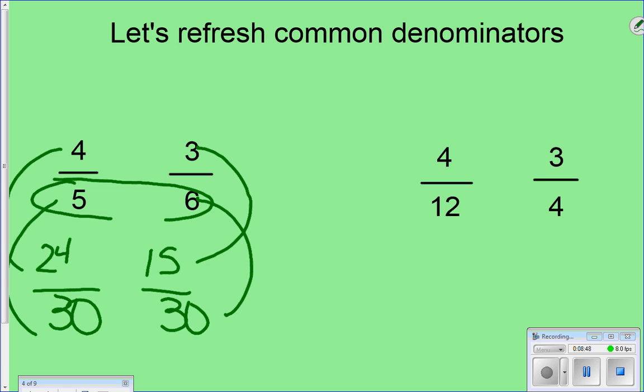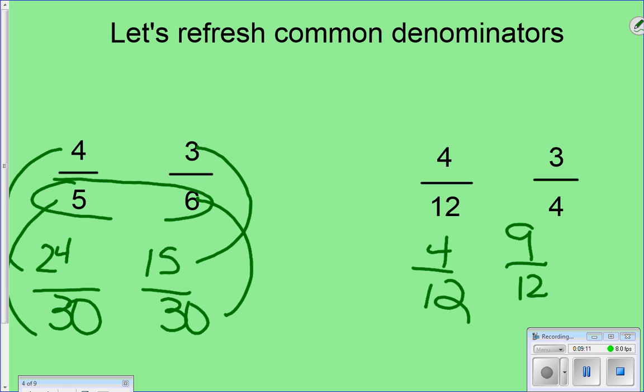Can I use 36? Sure, I can. 12 is just my lowest common denominator. That's not a big deal. I can use any denominator I want that both those numbers can go into, but I think 12 is pretty good. If I'm going to use 12, can I keep this one? Yeah, it's already 12. So 4 times 3 gave me 12, so 3 times 3 is 9.